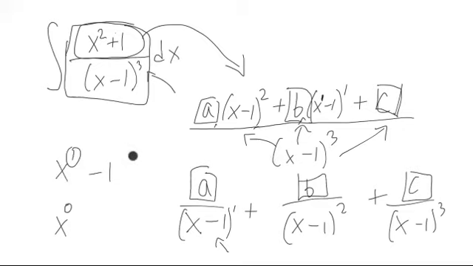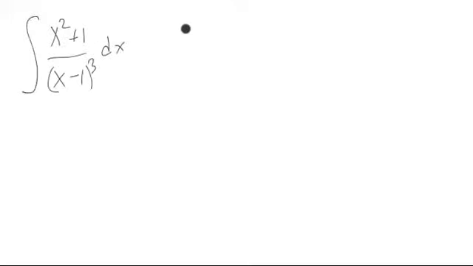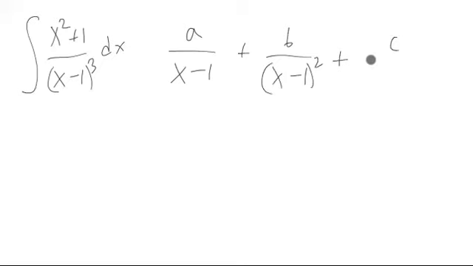Okay, in this particular example, let's actually work out what a, b, and c are. Again, we have x squared plus 1 over x minus 1 cubed, and we want to find the general antiderivative of that. Currently we know we have something like a over x minus 1 plus b over x minus 1 squared plus c over x minus 1 quantity cubed. This is really what we're integrating at the moment, but we don't know what a, b, and c are. We've got to figure out what those are.